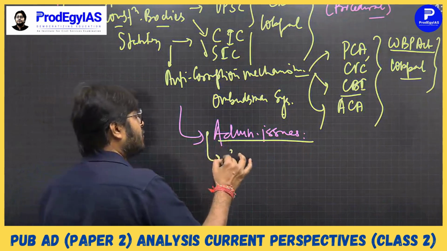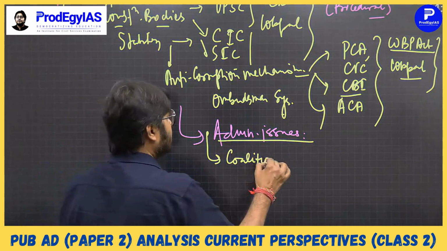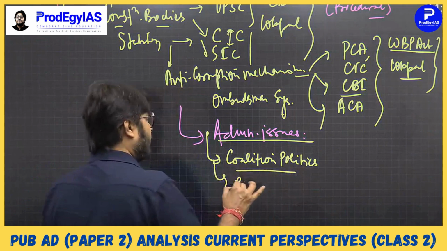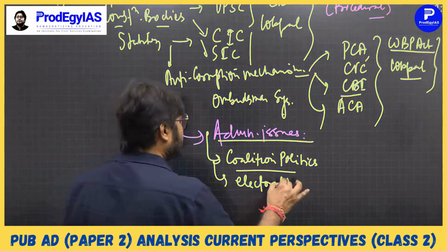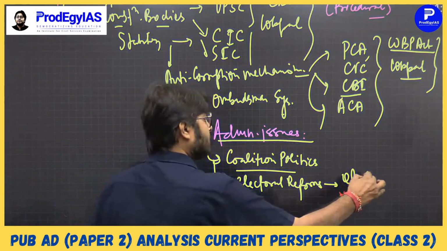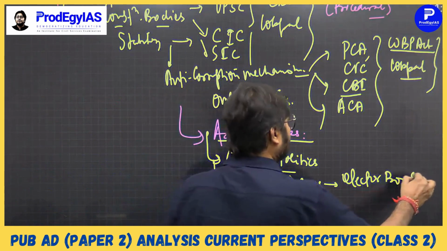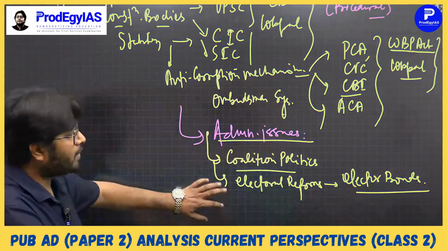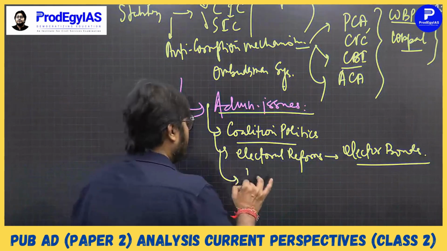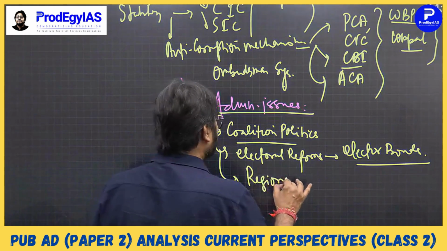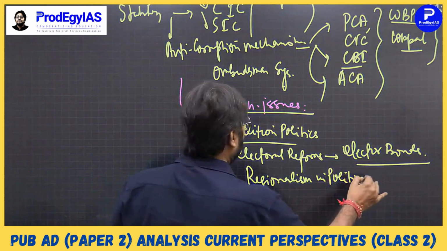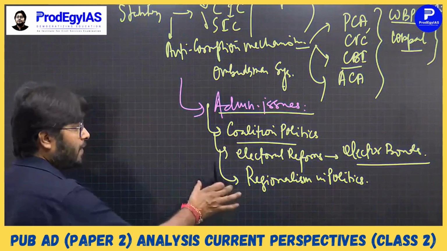Here, questions related to coalition politics, right? Electoral reforms, right? Recently, as you know, electoral bonds. So electoral funding will be one important area which you can think about. Fine. Then, regionalism in politics. This again will be a very important part.